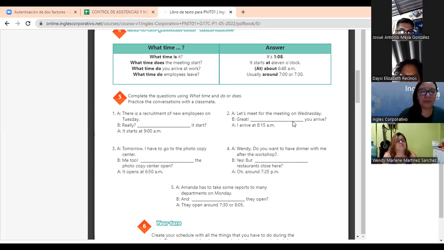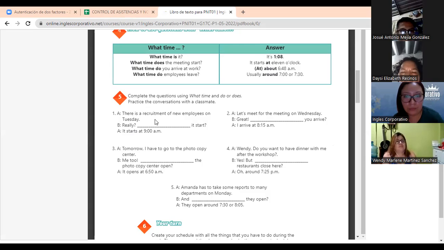Recruitment. There is a recruitment, Josué. Usted es la A y Daisy es la B. There is a recruitment of the new employees on Tuesday. Bueno, están reclutando nuevos empleados el martes.